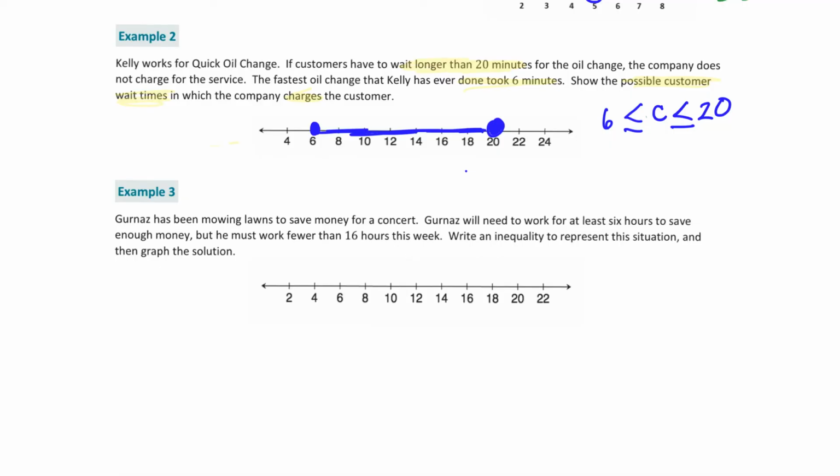And don't forget the other equivalent expression where 20 can be first, the inequality symbol facing 20 still, and then the C. That really will help you understand that these two are equivalent and that the direction of the symbol has nothing to do with where you're going to be shading in your number line.